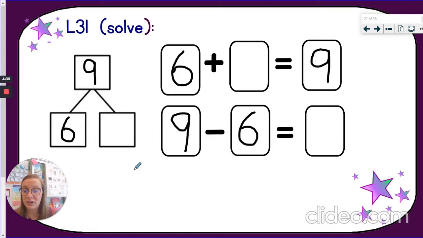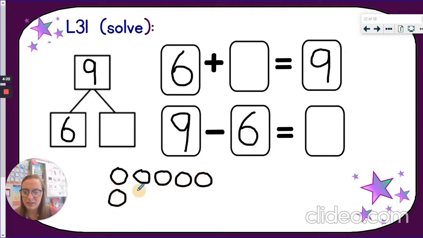Now the strategy I'm using today is I'm using a math drawing to solve. When I do math drawings, I do circles. My circles are usually about the same size, and I'm just leaving them open. 1, 2, 3, 4, 5, 6, 7, 8, 9 circles for my 9 total.